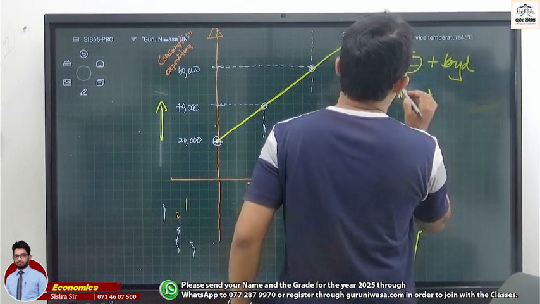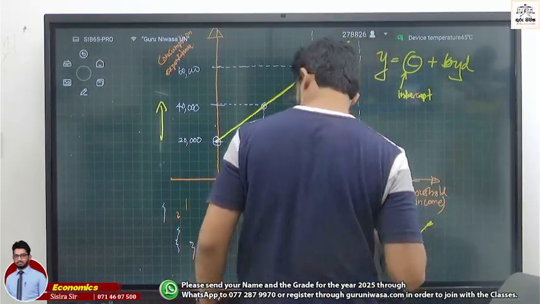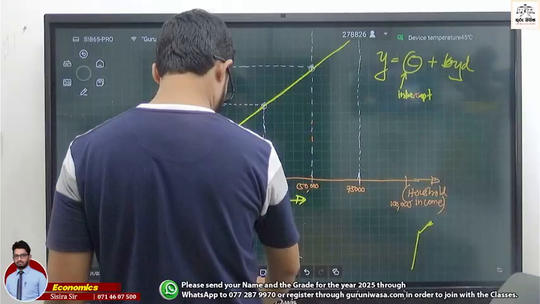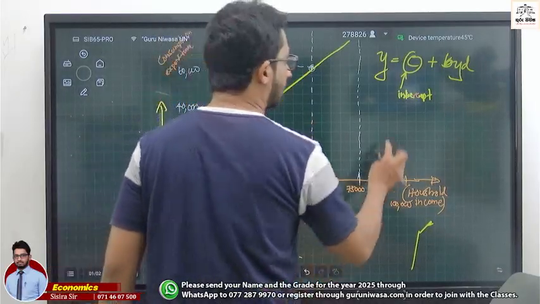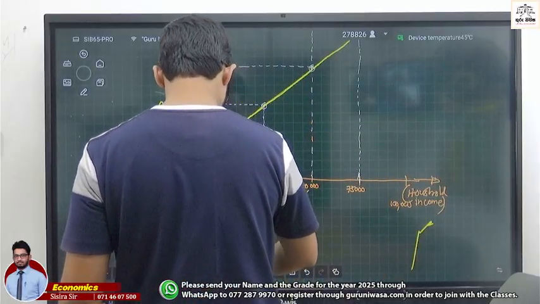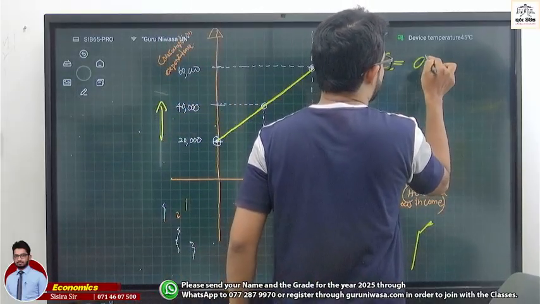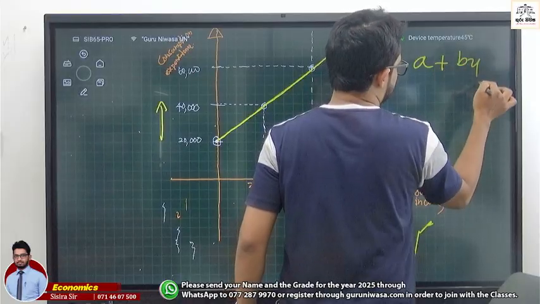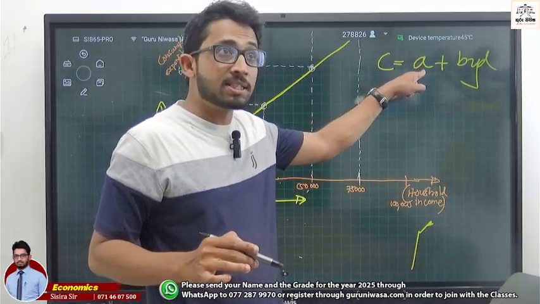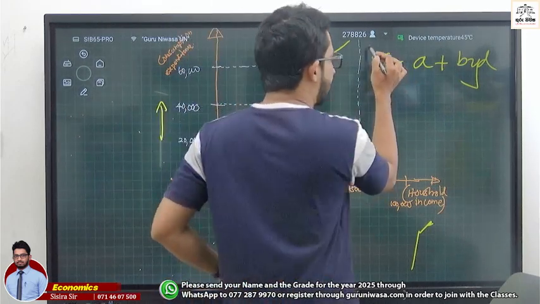Equation is c equals a plus byd. C means consumption expenditure, a means intercept of the line, b means slope. Right? Write the common one. This is the equation.